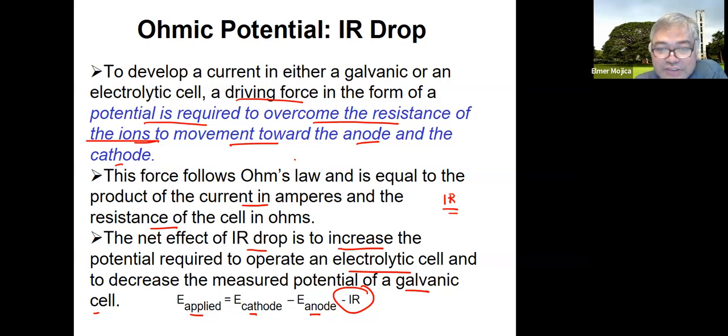So the flow of ions, that's your current. Where do you think the resistance came from? The flow of ions through the solution. So the resistance would come from the solution. That gives a potential across the cell according to Ohm's law. So this IR drop, you're just going to subtract it from the cell potential to get the true potential of the cell.